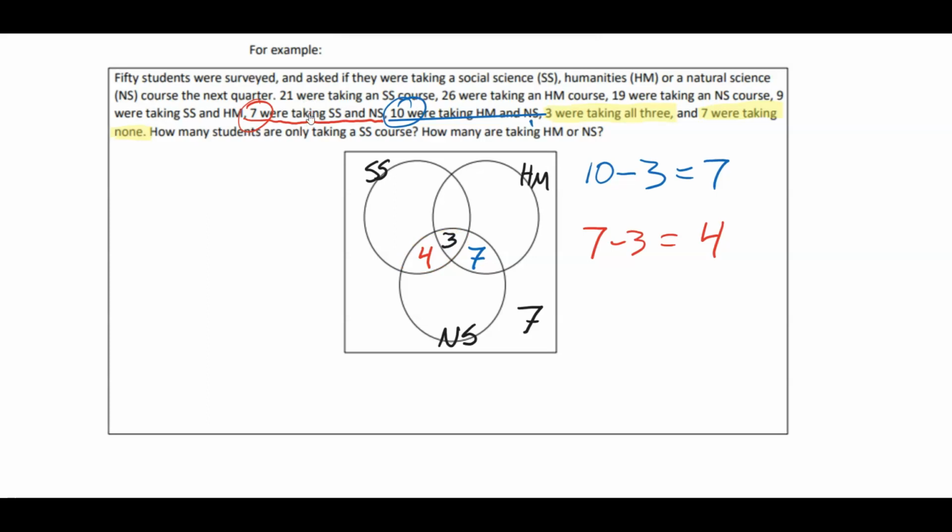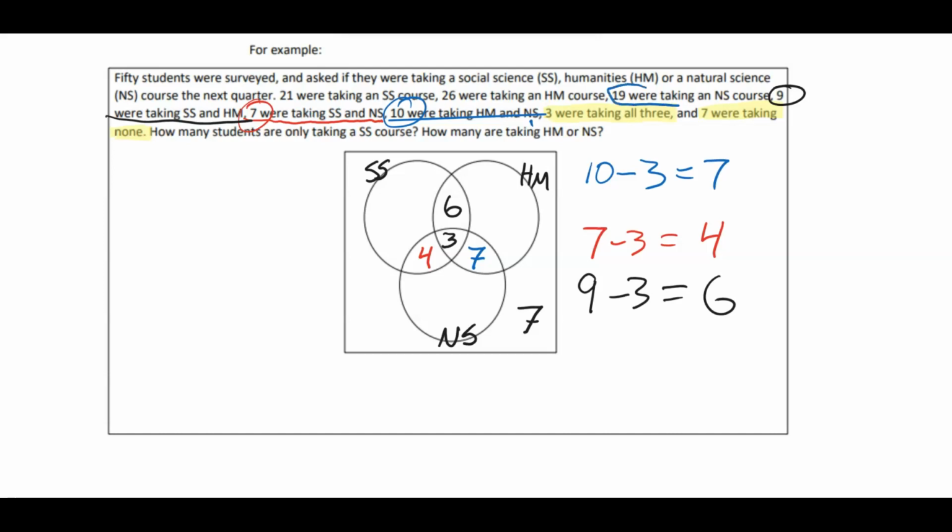Okay, moving along. 9 were taking SS and HM. Now the SS and HM region is right there. 9 total. Well, we already have 3 accounted for, leaves 6 to fill in that blank. All right, moving along.